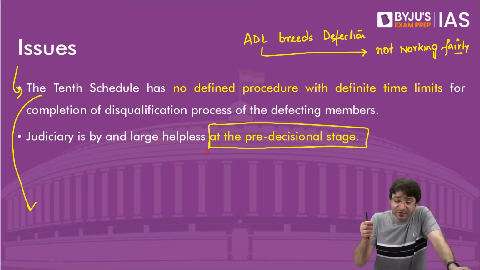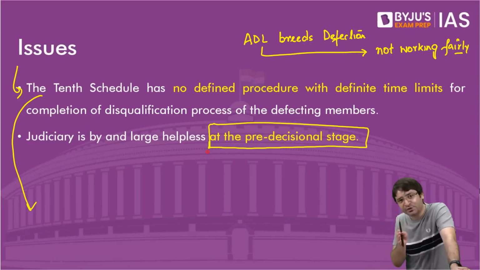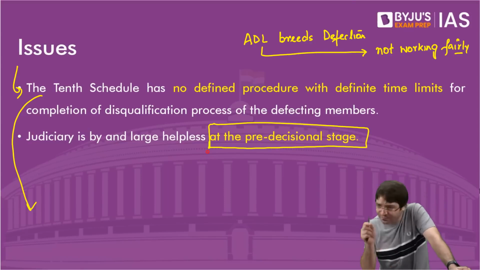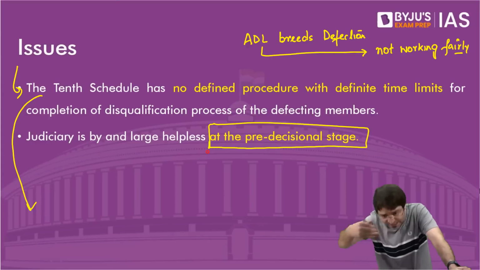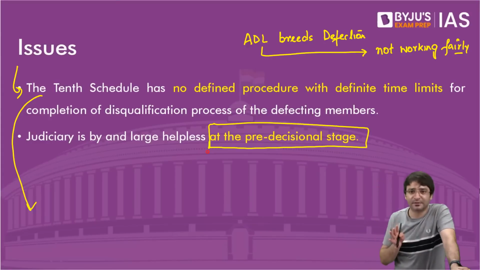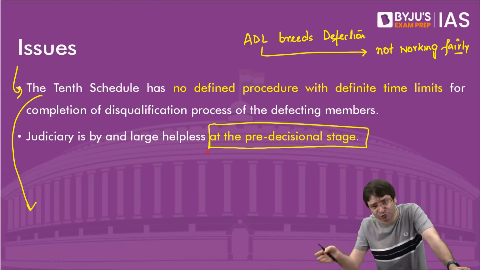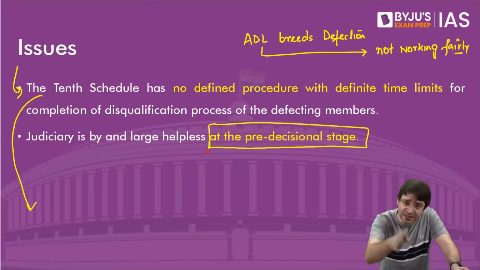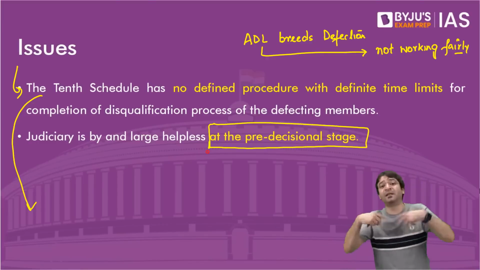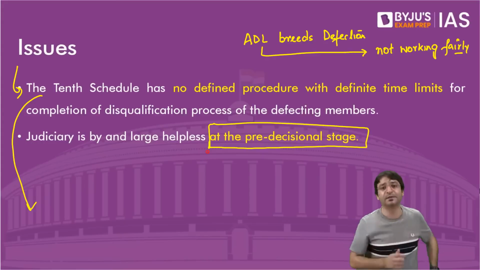Said, yeah, but what are you saying? See, we have the power of judicial review. That means once the speaker takes a decision, then we can review whether that decision was correct or incorrect. So if the speaker says, I will not disqualify, then you come to us. If the speaker says he is not disqualified, or if the speaker says he is disqualified, then you come to us, then we can review. That is what judicial review is.